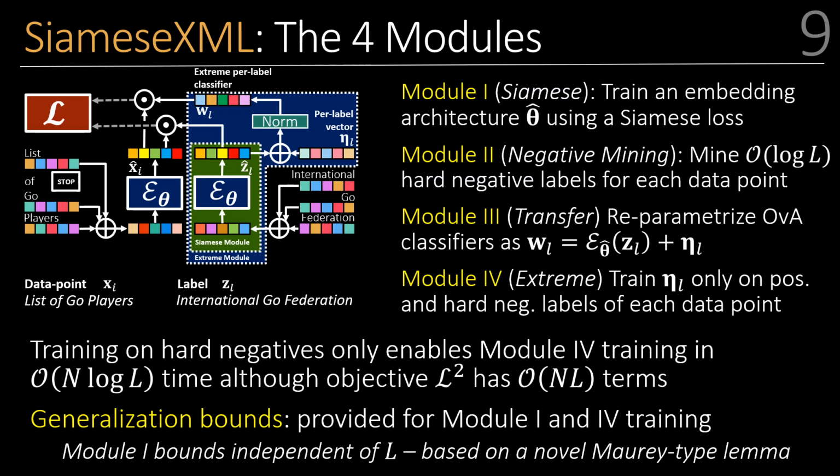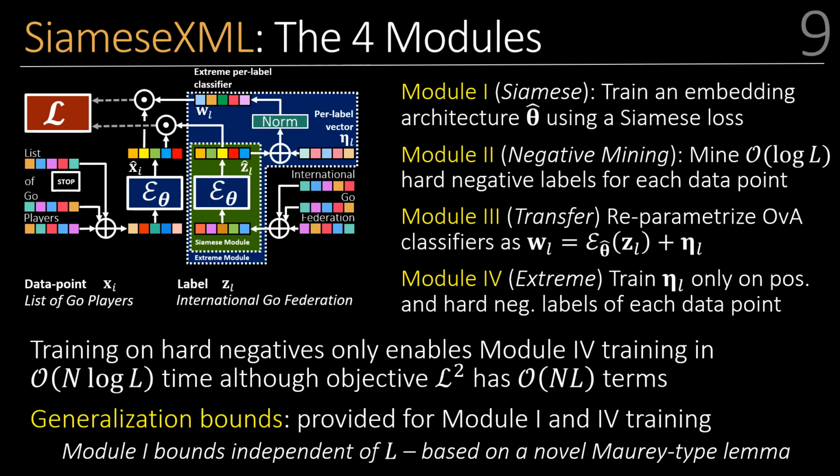We resort to the DeepXML pipeline, which breaks the learning problem into 4 modules. First module, learn an embedding architecture using a Siamese style loss. This directly follows from the epsilon cell proximity notion that we discussed earlier. Note that E theta is then frozen for subsequent modules, which can significantly enhance the scalability of the overall pipeline.